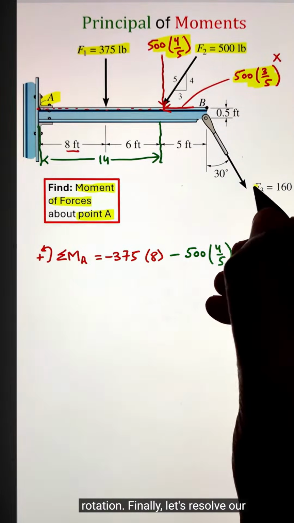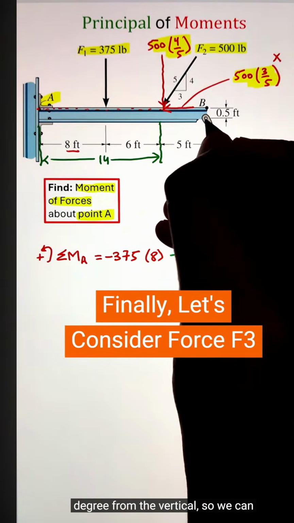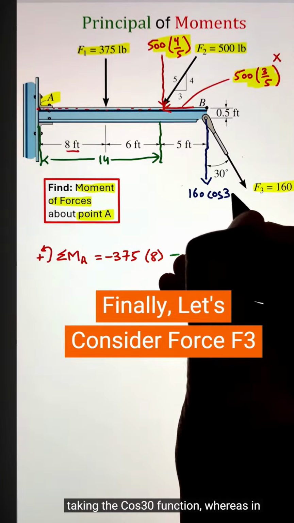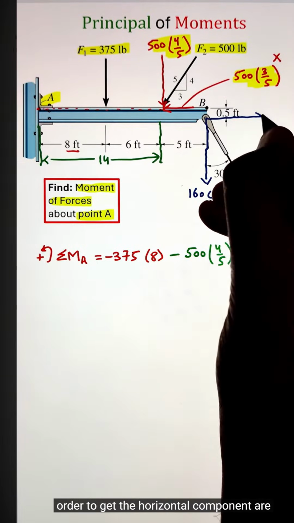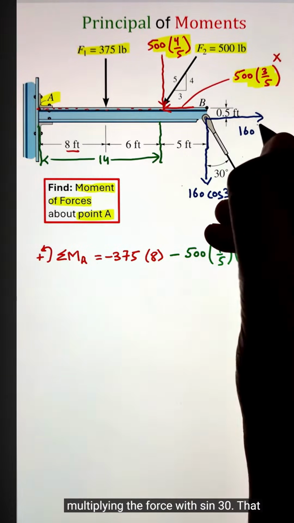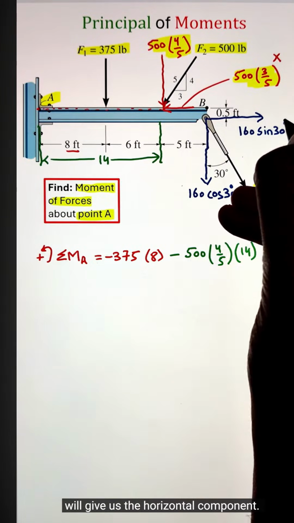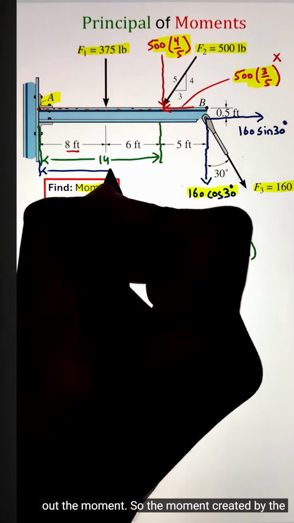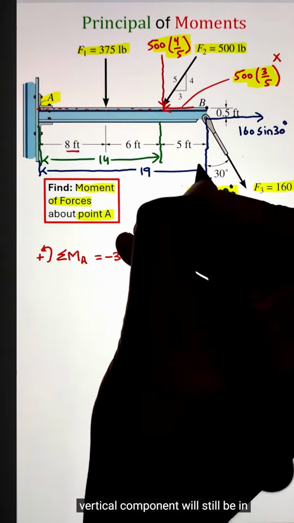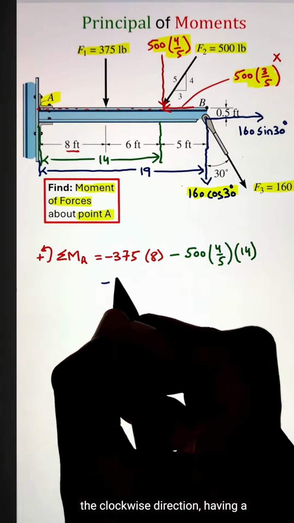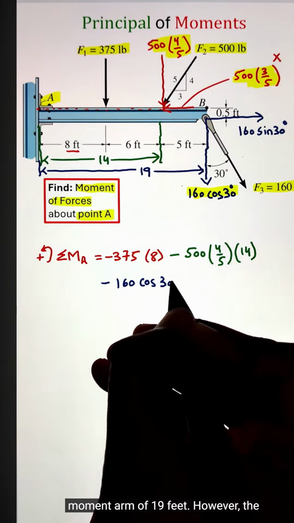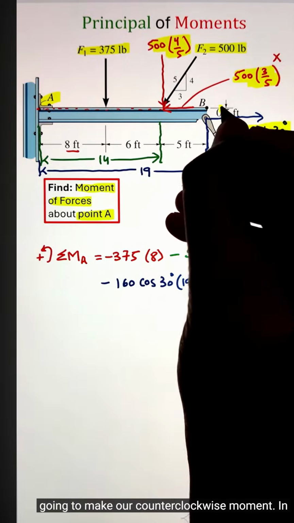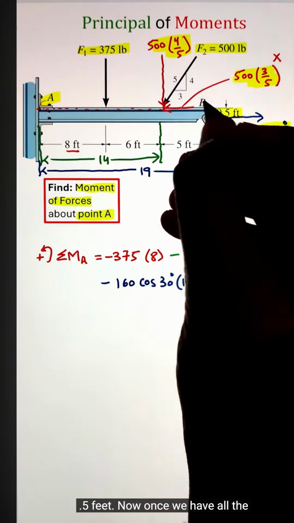Finally, let's resolve our force F3. We are given an angle of 30 degrees from the vertical, so we can project it along the vertical direction by taking the cos 30 function. Whereas in order to get the horizontal component, we are multiplying the force with sine 30. Once we have the components, let's figure out the moment. The moment created by the vertical component will still be in the clockwise direction, having a moment arm of 19 feet. However, the horizontal component of force F3 is going to make our counterclockwise moment. In this case, the moment arm is 0.5 feet.